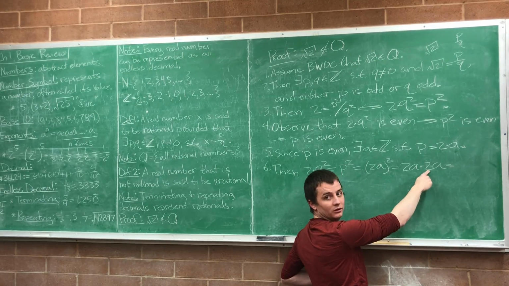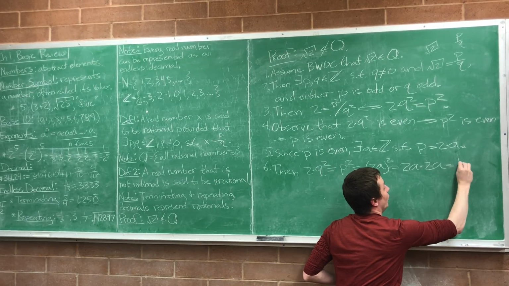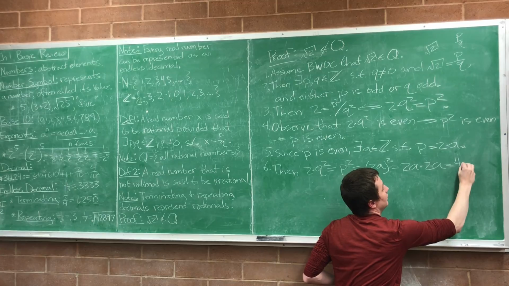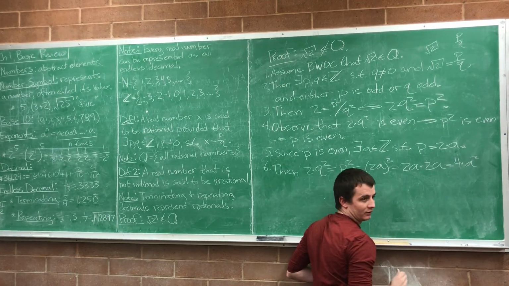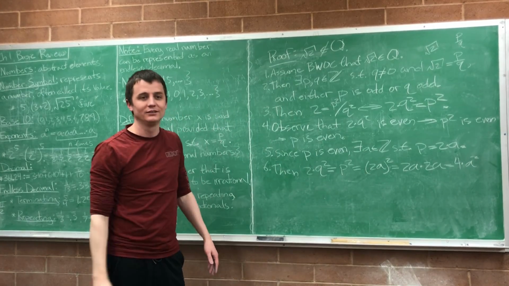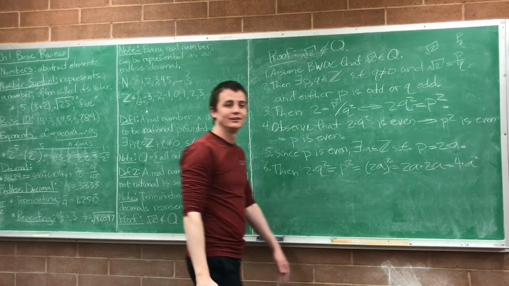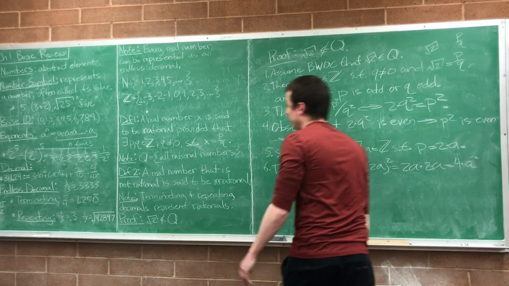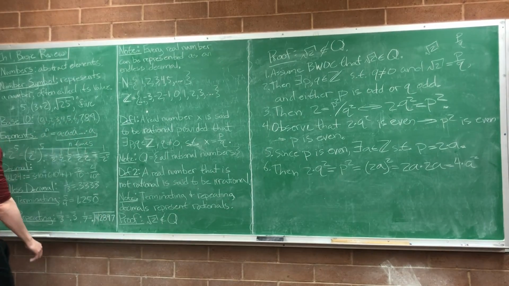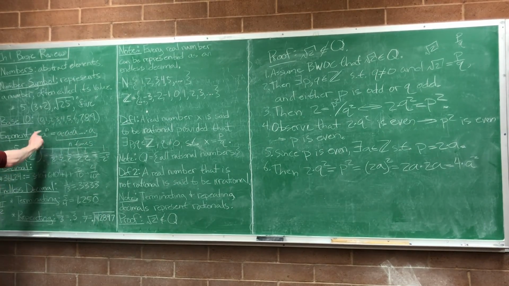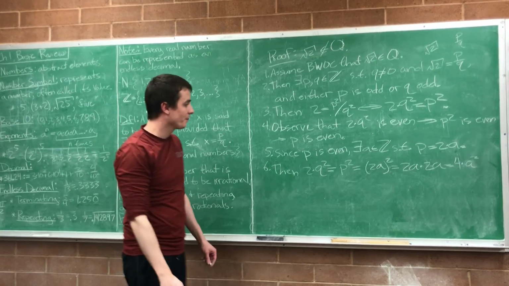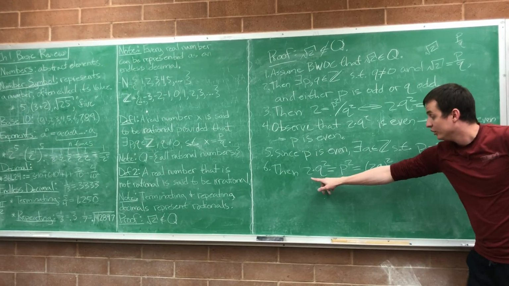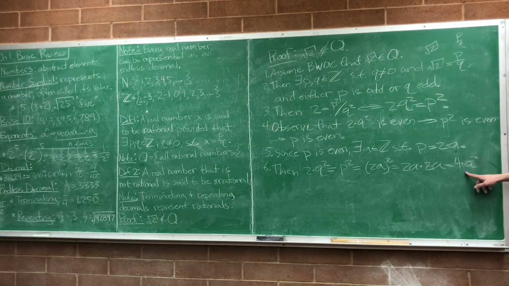What's 2 times 2? 4. What's a times a? A squared. Not 2a. That's a plus a. Remember our definition for exponents. What do we mean by a to the n? If we have a 2 times, that's a to the 2. So 2q squared is equal to 4a squared.